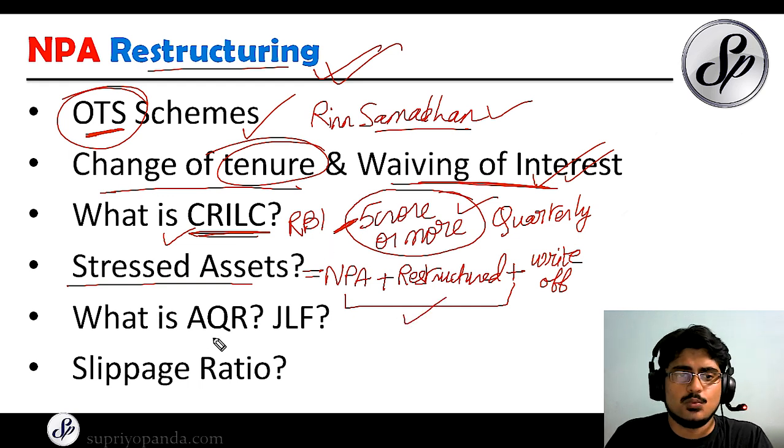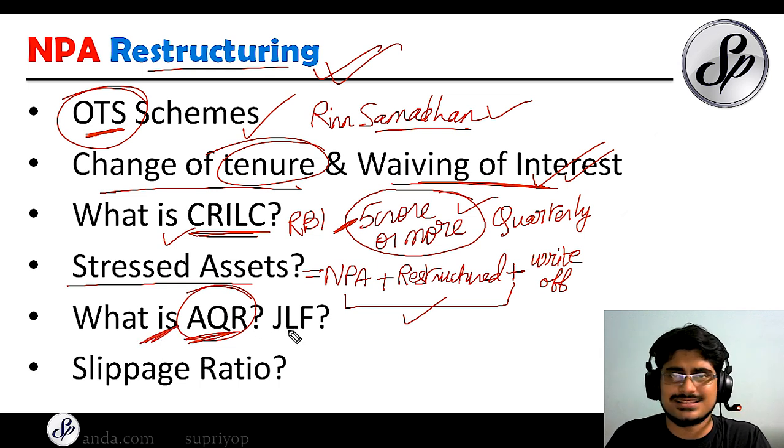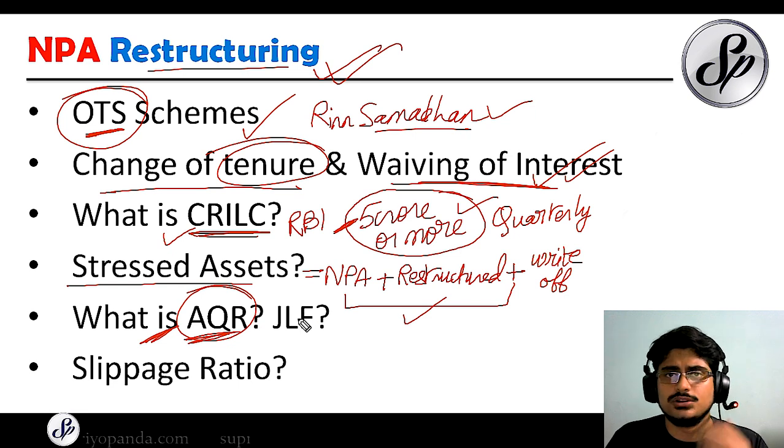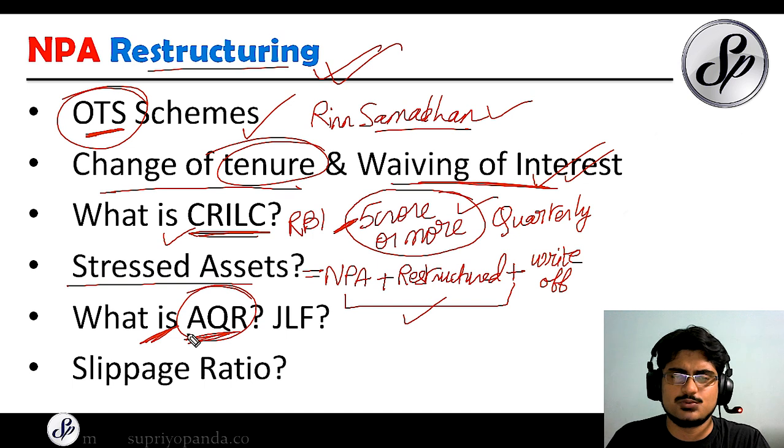Now the next thing, what is the AQR? AQR is the asset quality review. Sometimes the RBI will be doing an asset quality review. In that, they are checking whether all the loans have all the documents and all the important things that are required. So they are basically cleaning up all the various kinds of compliances. So that is what the asset quality review is. Just remember the full form.